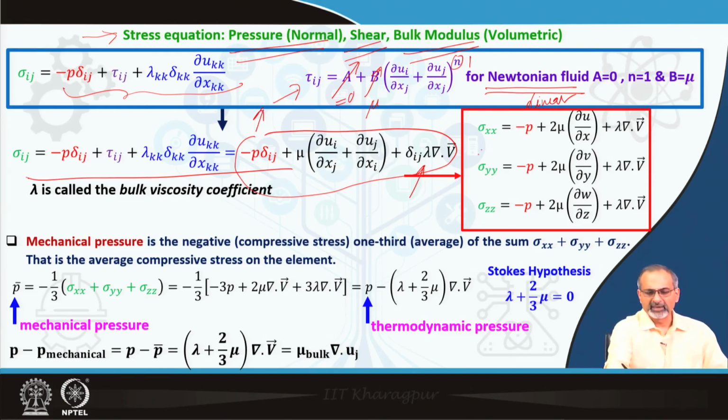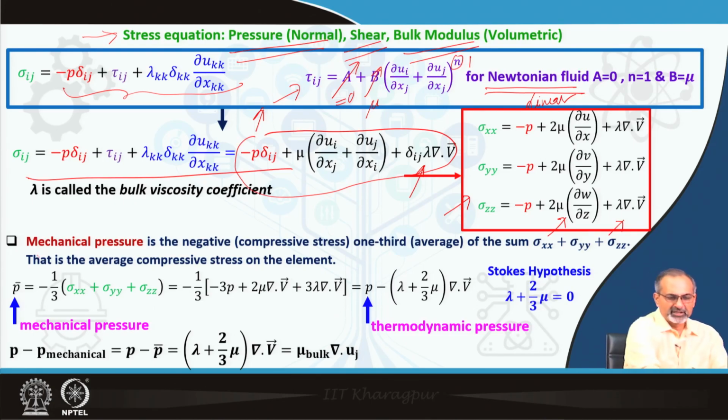Now, if you look at the normal stress components, then they show up in this form. In each one of those equations you can see the presence of pressure as well as velocity derivatives associated with the viscosity coefficient, and the bulk modulus related term where the divergence of the velocity vector is figuring.